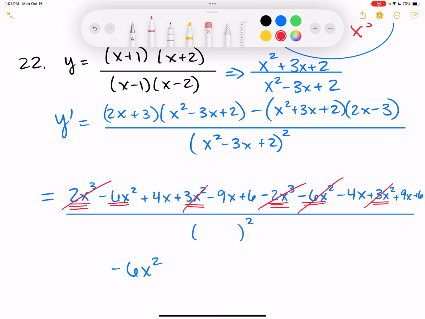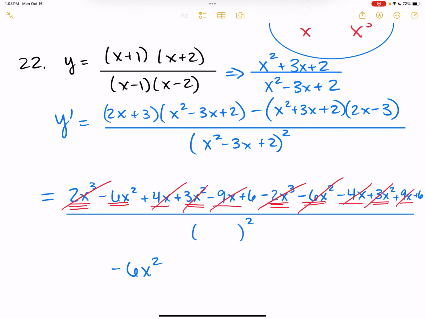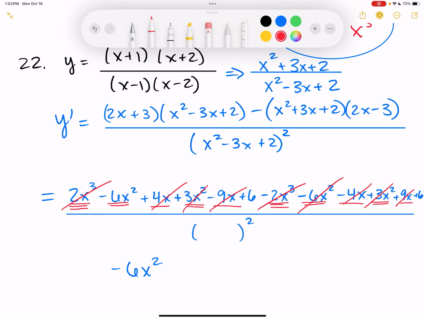And then as far as just my x terms, I've got 4x, I've got negative 9x, I've got a negative 4x, and a 9x. So all my x terms cancel, right? Is that what y'all got? Yes. All right, so 4x cancels with negative 4x, negative 9x cancels with 9x. And then finally, all that's left is a 6, or two 6s, so that's plus 12. Isn't that worked out nicely. I like that.